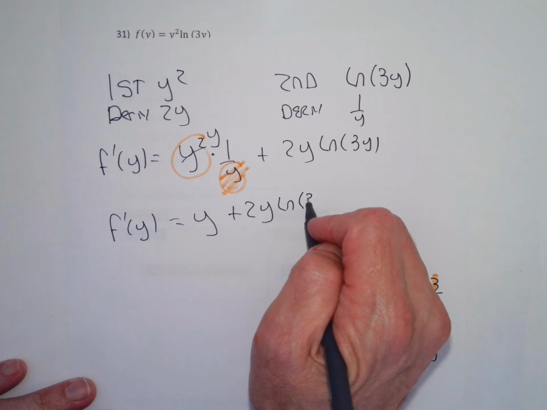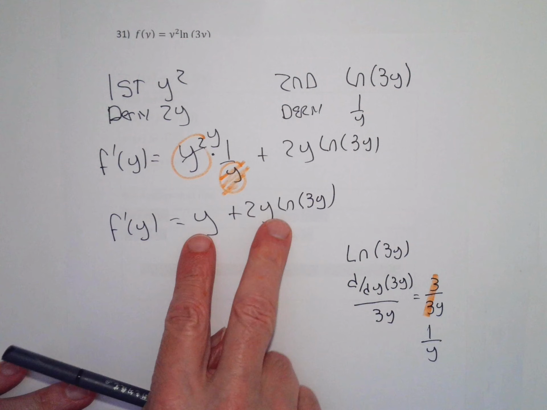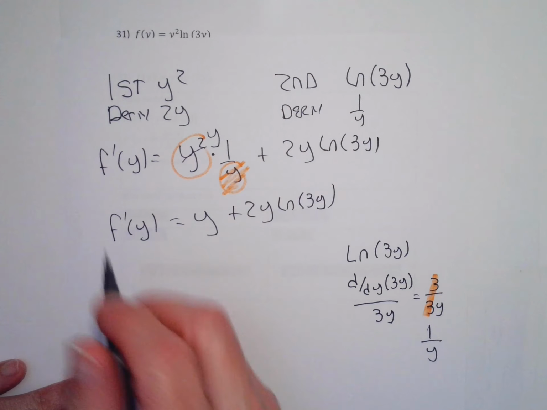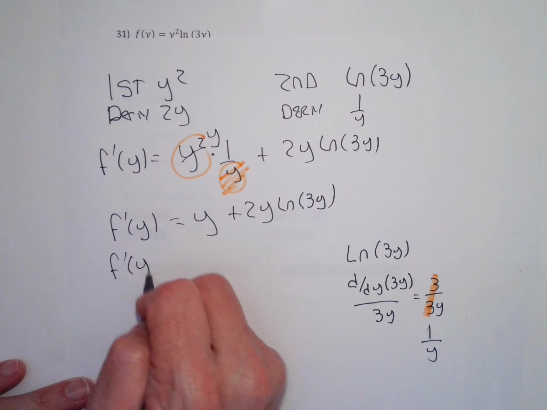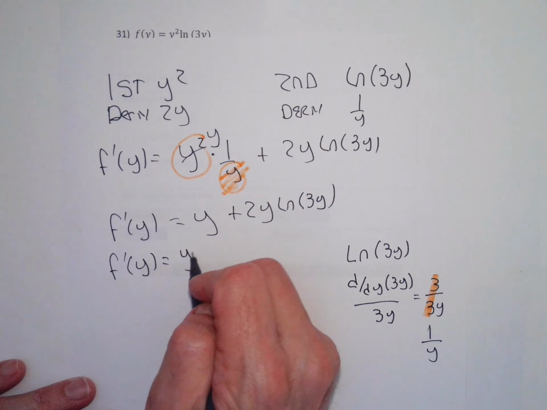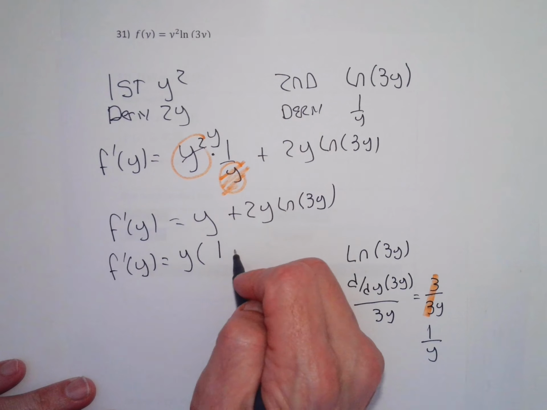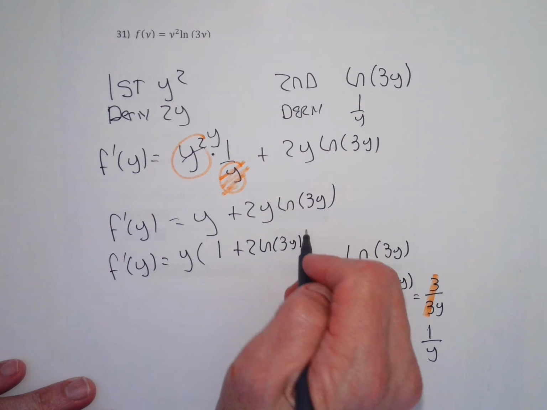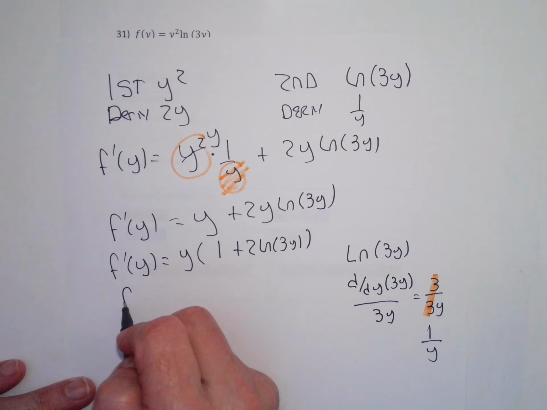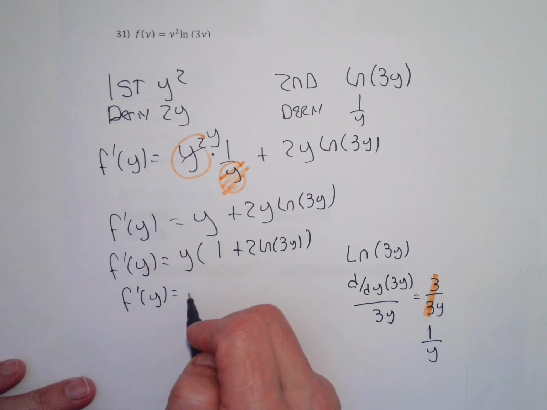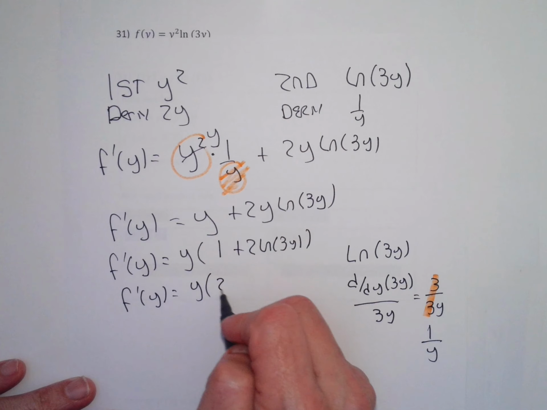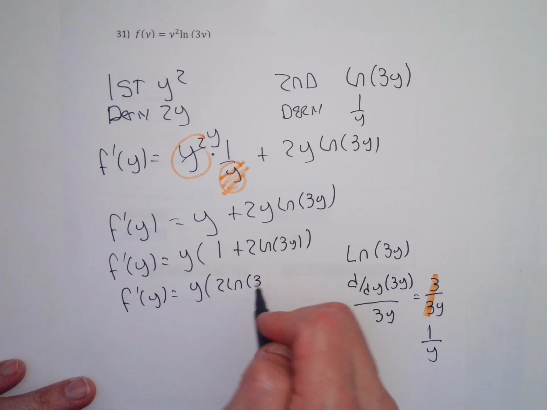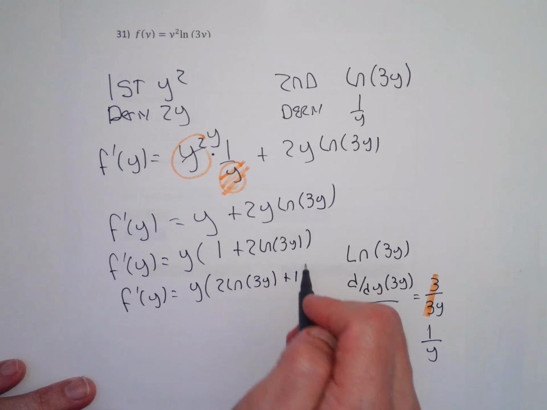You can't add this and get a 3y. Those aren't like terms, but I can factor out a y and say the derivative is y, the common factor, times 1 plus 2 times the natural log of 3y. That's probably where I would leave my work, but you certainly can rewrite the problem with the natural log of 3y piece first and the 1 second.